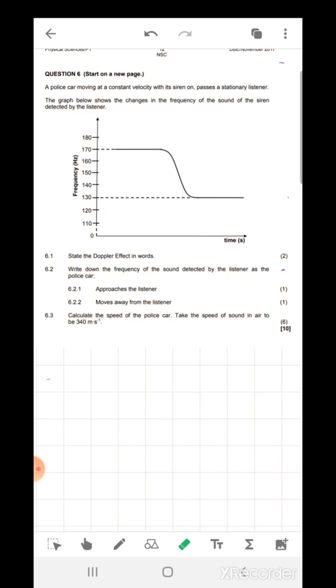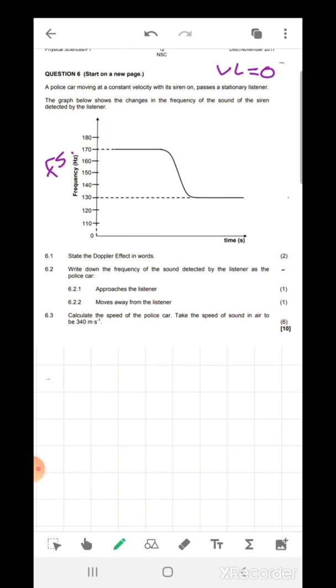So first things first, a police car moving at constant velocity with its siren on passes a stationary listener. So we know that the velocity of the listener is going to be 0. Then they talk about how the graph shows the changes in frequency of sound of the siren. Now the siren is emitting the sound. So that is going to be our sound source, which means that this graph is giving us Fs. This whole graph is showing us Fs. Okay. Then obviously your V will be, as usual, 340 meters per second.